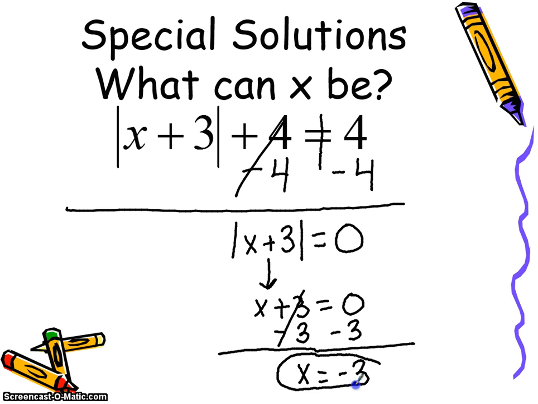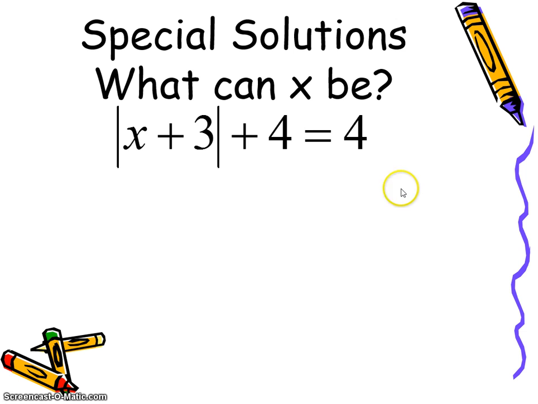This is the only value of the variable that will make this equation true, and you can substitute back in if you want. Negative 3 plus 3 is 0. How far away from 0 is 0? 0. And 0 plus 4 is 4. It indeed makes the equation true.